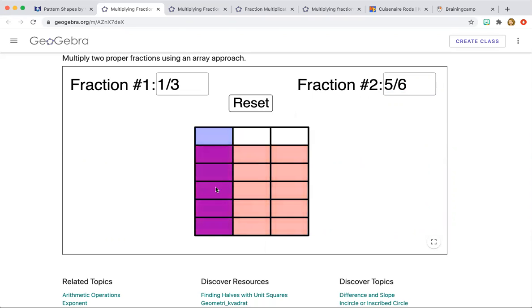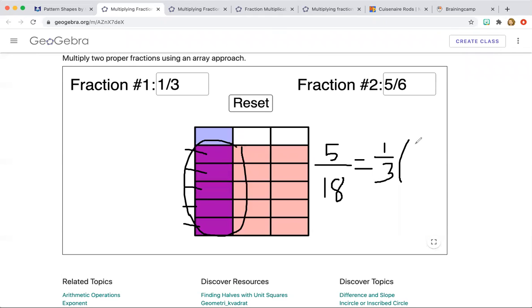And here we can see, oops, sorry, it was 1. I didn't mean to write 1/3, but same idea, right? 1/3 of 5/6. How many pieces do we have overlapping? We have 1, 2, 3, 4, 5. And out of how many is the total, right? So this is our 5 out of 18. Right? A 3, and again, a 3 by 6 array. And this is, right, 1 times 5, 3 times 6, because we have 1/3 of 5/6.